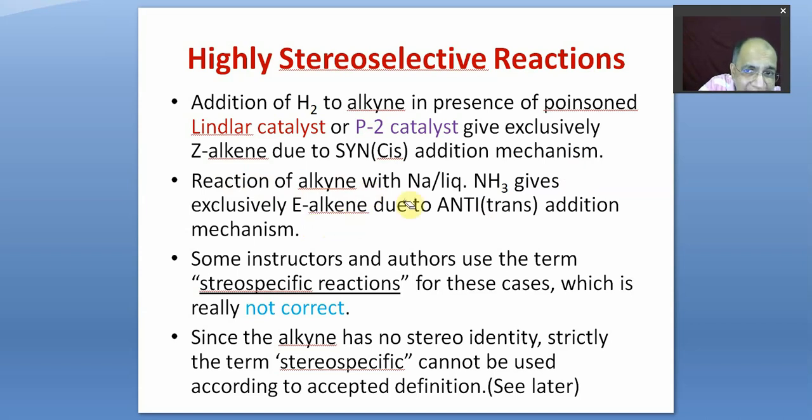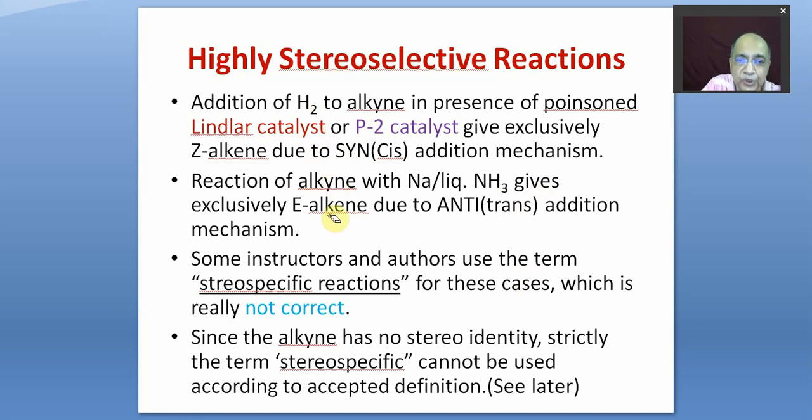On the other hand, if we use another reducing agent, sodium in liquid ammonia, the mechanism will be anti. If one hydrogen comes from the top in this carbon, then the other hydrogen will approach from the bottom in the other carbon. So it will give the trans alkene. So sodium in liquid ammonia, when treated with but-2-yne, will give you trans-but-2-ene, that is E-but-2-ene, but the P2 catalyst or Lindlar's catalyst will give you Z or cis-but-2-ene.